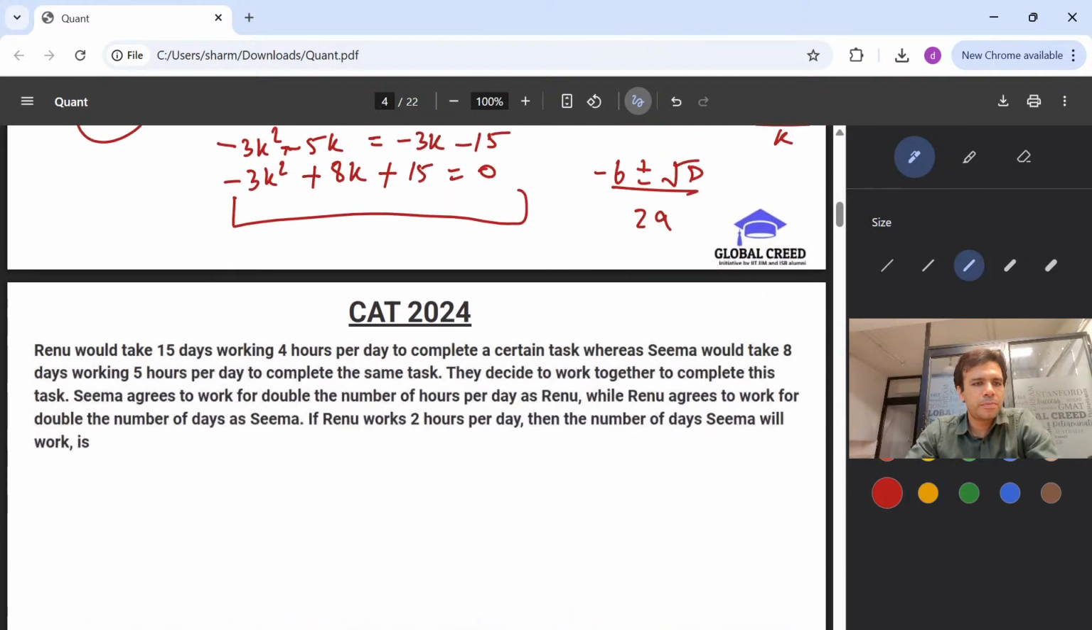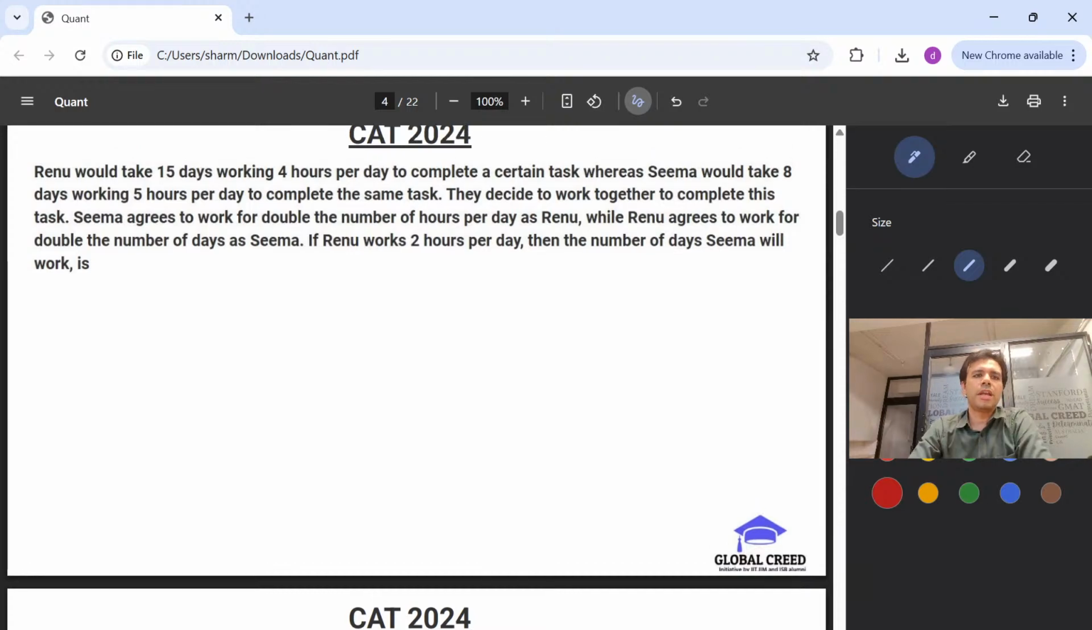Let's keep moving. Renu would take 15 days working 4 hours a day to complete a certain task. So how much time does Renu take? Let's talk about Renu. Renu takes 15 days working 4 hours per day to complete a certain task, whereas Seema would take 8 days working 5 hours a day. So we can say that Renu, if she works 15 days of 4 hours per day, takes 60 hours to complete a task.